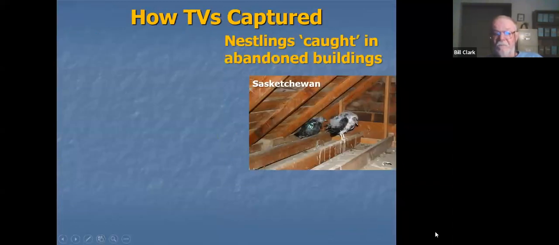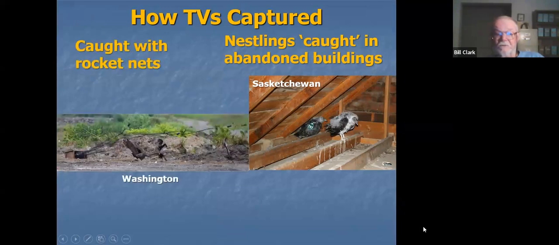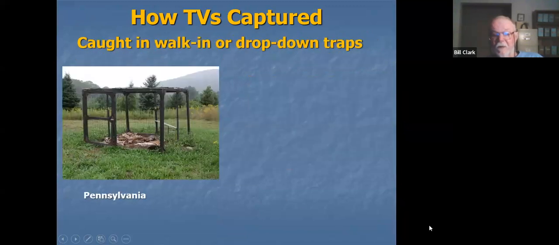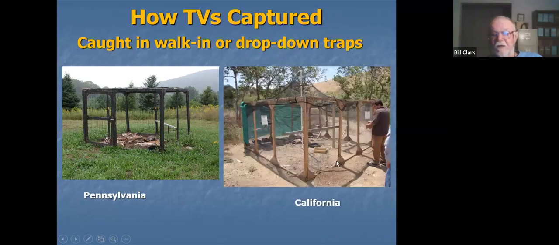So how were they caught? Well, many of the birds in Saskatchewan were juveniles, and they were caught in buildings like this. This is a black vulture chick, but the turkey vultures were caught the same way. In Washington State, they were caught on carcasses of sea things like seals with a rocket net. In Pennsylvania, it was a walk-in trap. This is on the grounds of Hawk Mountain with roadkill, deer in the center. And the same with California, again, a walk-in or drop-in trap where they can land on the top and drop in, but they can't fly out.